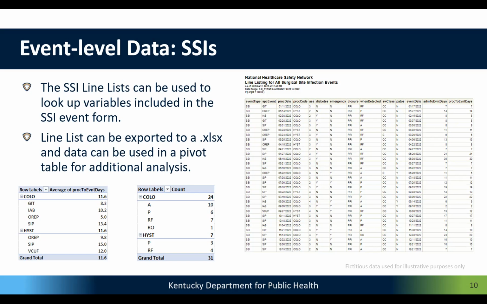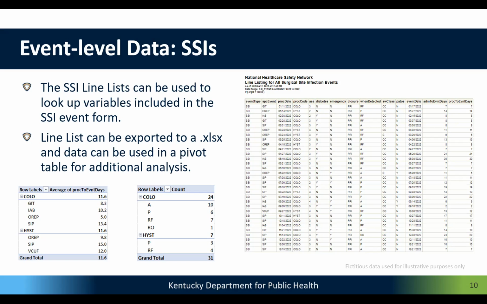In the example on the screen, I have exported this line list and have used a pivot table to summarize the average number of procedure to event days for each SSI procedure, as well as the specific event type. Another example is I have used a pivot table to summarize the count of events by SSI type and where the SSI was detected. For example, 10 colo SSIs were detected during admission, or denoted by A.